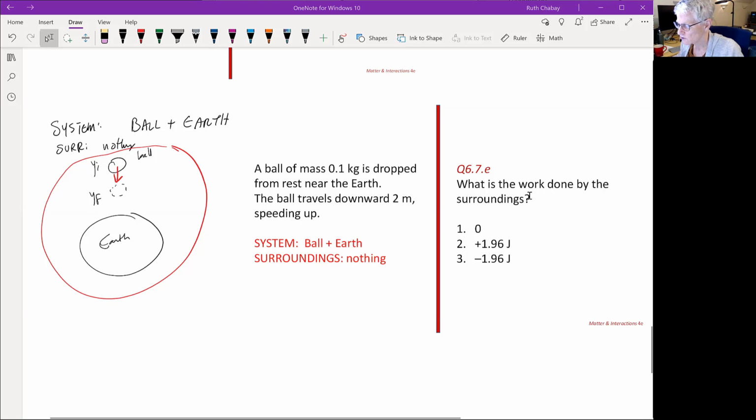So the overwhelming majority said that the work done by the surroundings is 0. And that is absolutely correct because there's absolutely nothing in the surroundings. So the work done by the surroundings is indeed 0. This force acting on the ball was a force due to an object in the system, not an object in the surroundings. So the surroundings actually did no work at all on the system of ball plus Earth.